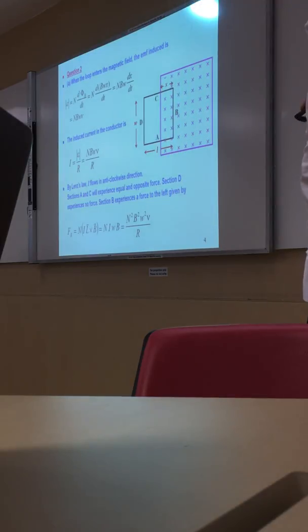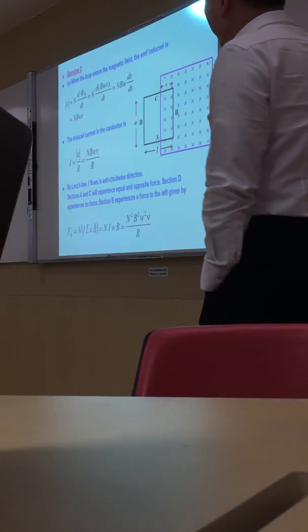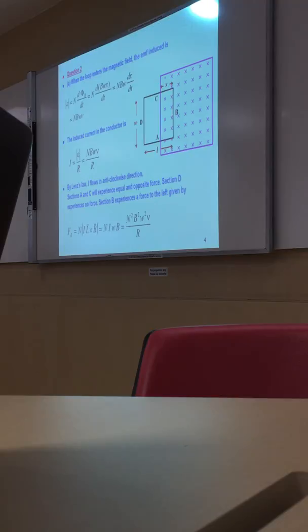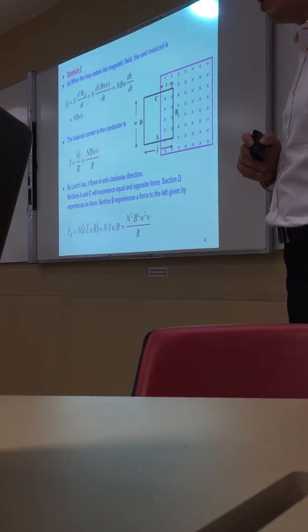So what is the amount of current that will flow? We apply Ohm's law. The current flowing in the loop will be the EMF induced divided by its resistance R. Hence, this is the current that will be flowing. Now next, we need to determine the direction of the induced current. Is it clockwise or anti-clockwise?